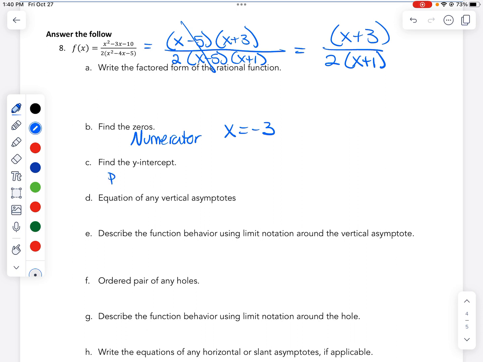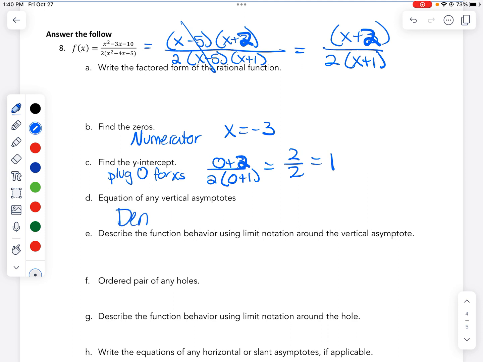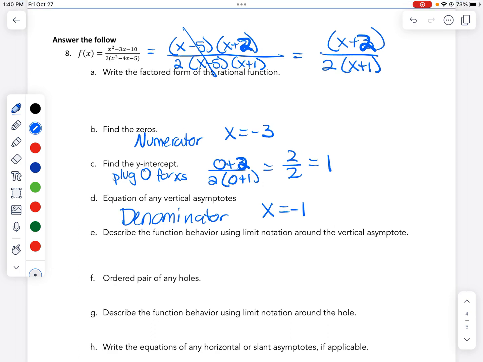Find the y-intercept. To find that, that's where we plug in 0 for x's. So 0 plus 3 over 2 times 0 plus 1. Oh, sorry, this should factor into 2, my bad. X plus 2. So this is 2 over 2, which is 1. Vertical asymptotes, that's where we look in our denominator. So where it makes a 0 in our denominator is when x equals negative 1.